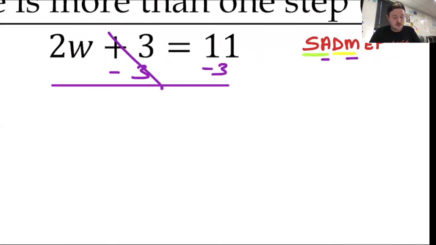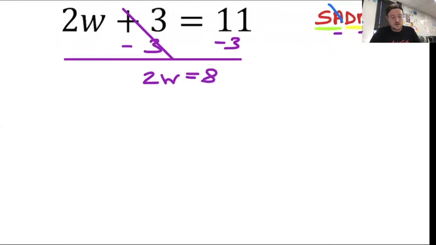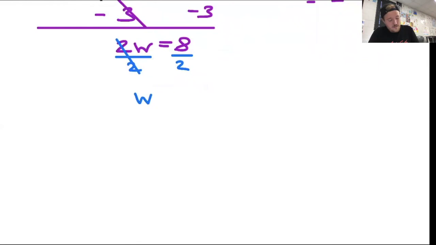So these zero out. I have 2W equals 11 minus 3, which gives you 8. That was our first step. Now that we did our addition, we can move on to multiplication. Because I'm multiplying here, you want to do the opposite, and the opposite of multiplication is division. So the 2 over 2, those simplify. I have W equals 8 divided by 2, which is 4.